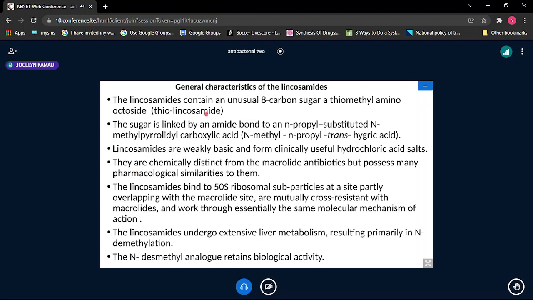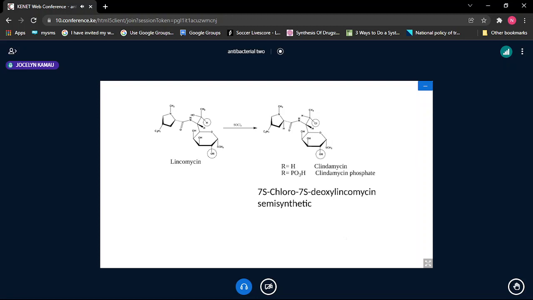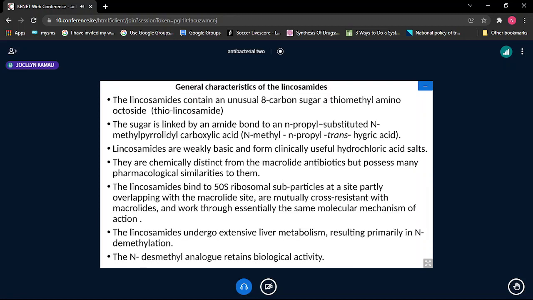The lincosamides contain an unusual, so that's why I was saying they have a unique sugar and an unusual 8-carbon sugar, which is a thiomethyl amino octoside. And I've shown you that thiomethyl. This is a thiomethyl, and this is amino. And then the whole sugar with the 8 carbon atoms, we call it the octoside. So that's what we are calling the unique sugar.